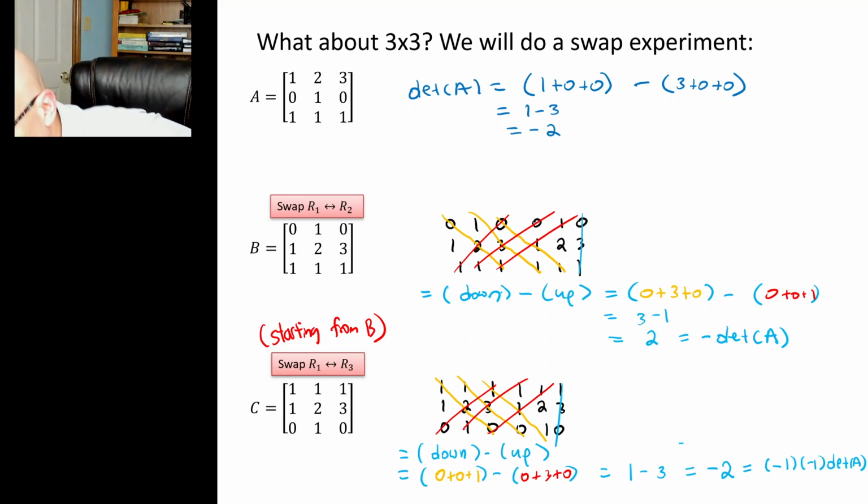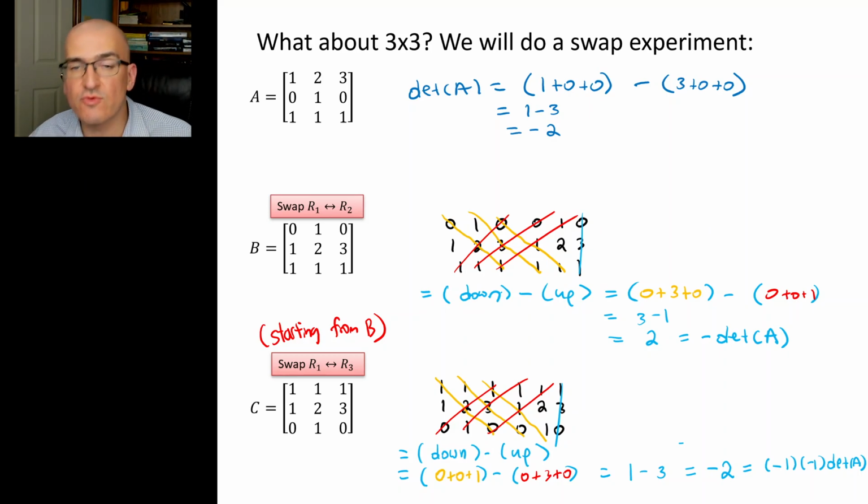So the result of this experiment is indicating that every time we swap two rows, the determinant picks up a minus sign. And if we do it multiple times, it's going to pick up multiple minus signs for however many times we do that type of row swap operation.